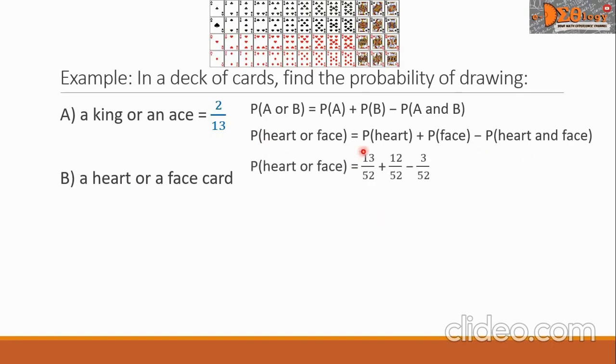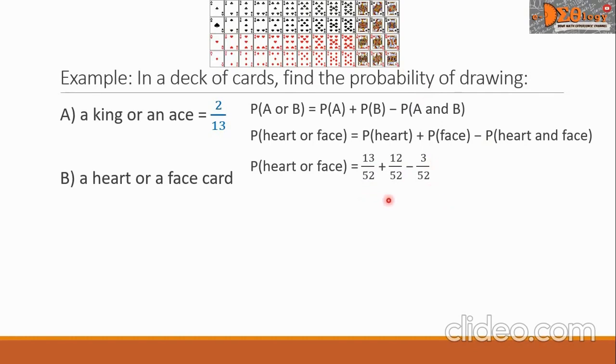So let's begin with the probability of heart. There are 13 cards with hearts. So that is 13 over 52 plus the P of face. You can see here there are 12 face cards in a deck of cards. That's why this is 12 over 52. Then minus the P of heart and face. There are 3 cards here, heart and a face at the same time. So we see here 3 over 52.